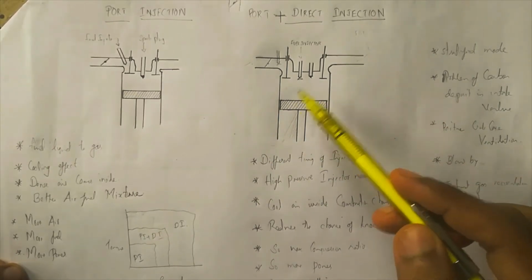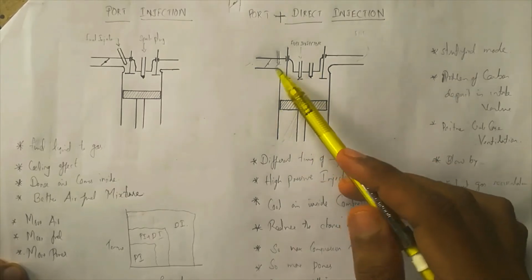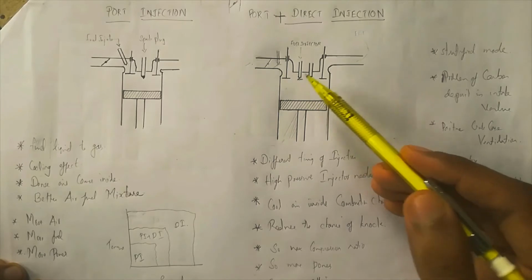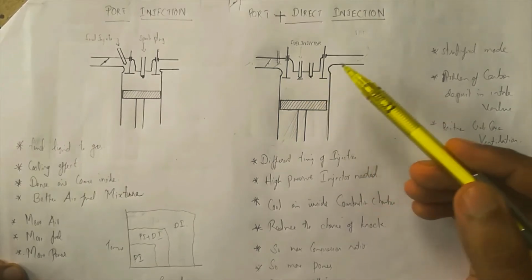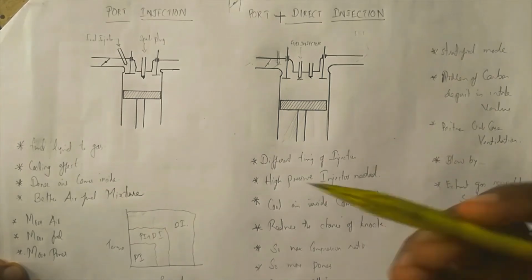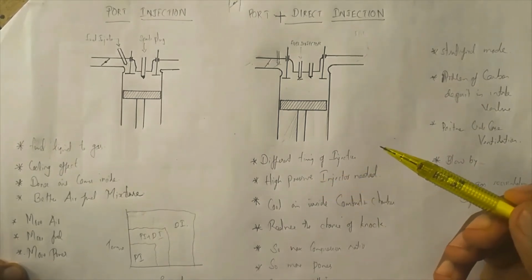And when it comes to medium RPM, at that time both the port injection as well as this direct injection is used. In some engines only port injection will be used. That also depends upon the company, how they are choosing which way they want it.